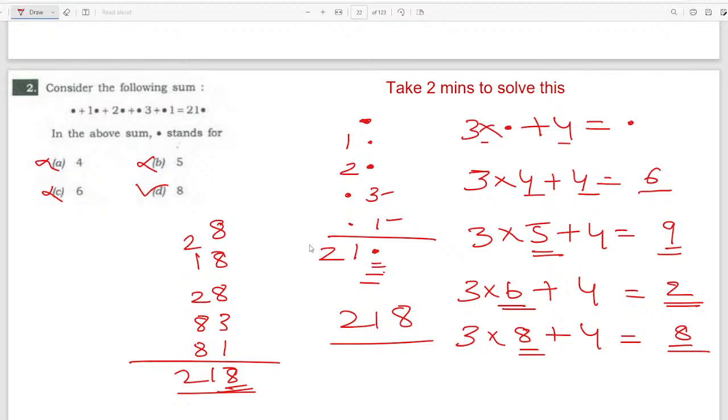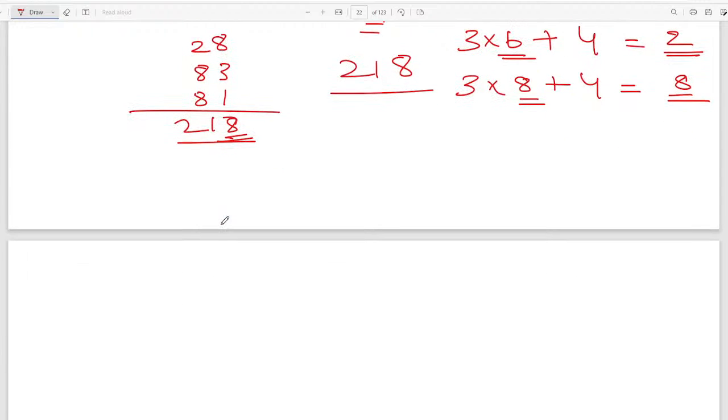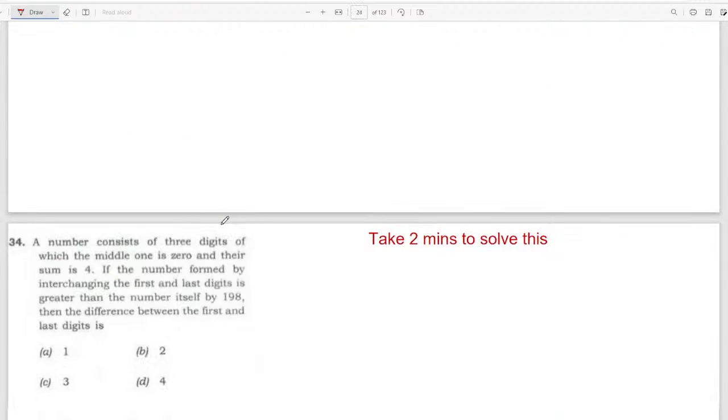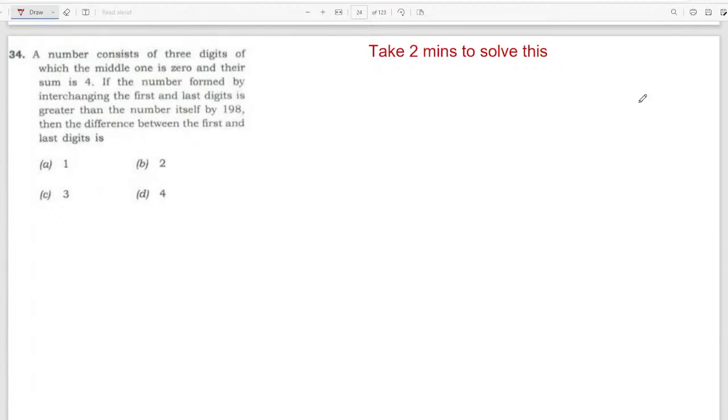Okay. I hope you have time for one more question. We'll solve one more question and we'll end the day. So can I solve one more? And can we all solve this? Okay. So take 2 minutes to solve this question.